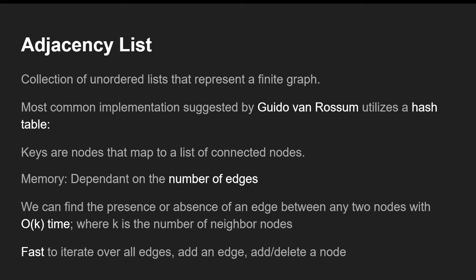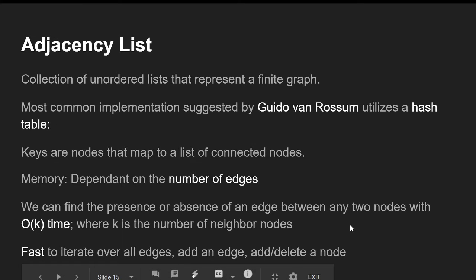The memory of an adjacency list is very dependent on the number of edges in the graph. The really cool thing about adjacency lists is that you can check if a node is connected to another node in O(k) time, where k is the number of neighbor nodes. The number of neighbor nodes is different for each specific node. It's very fast to go over all of the edges in a graph, and it's simple to add an edge and delete a node in an adjacency list.